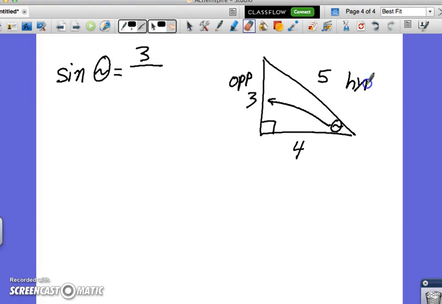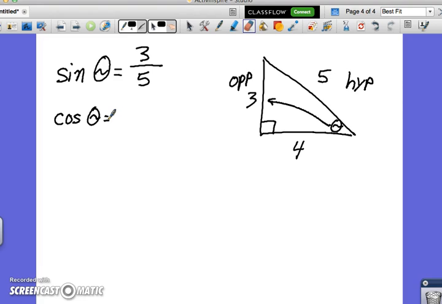Well, 5 is the hypotenuse. So the sine of this theta would be 3 over 5. Okay, so what would the cosine of theta then be? Well, the cosine is the adjacent. Which one's adjacent? Adjacent means next to. So which one's next to theta?